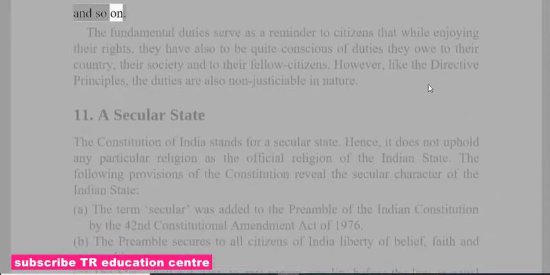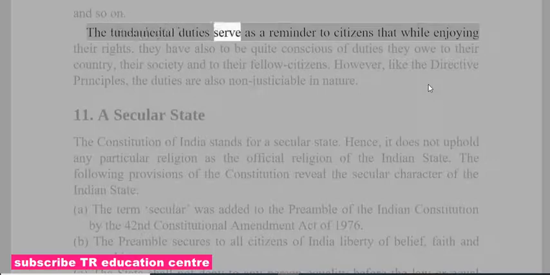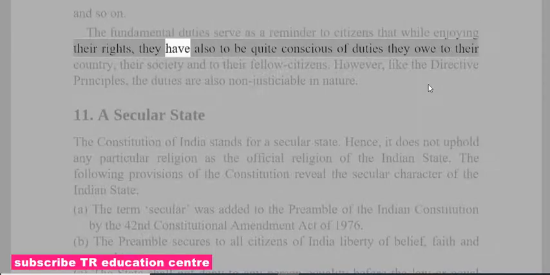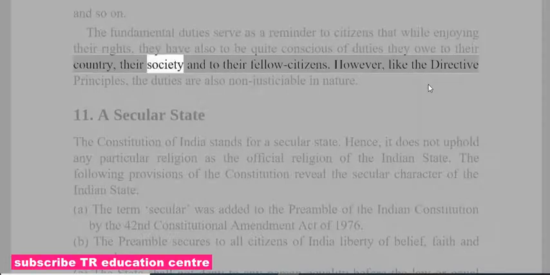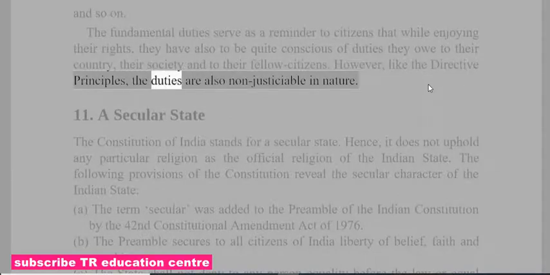And so on. The fundamental duties serve as a reminder to citizens that while enjoying their rights, they have also to be conscious of the duties they owe to their country, their society and their fellow citizens. However, like the directive principles, the duties are also non-justiciable in nature.